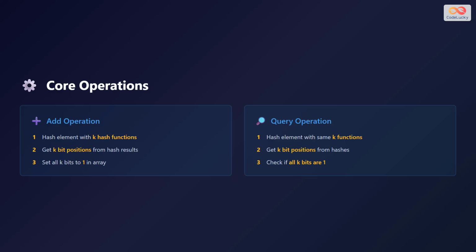The add operation works as follows. First, hash your element with k hash functions. This gives you k bit positions. Then, set all those k bits to 1 in your array. Simple but powerful. The query operation is equally straightforward. Hash the element with the same k functions to get k bit positions. Check if all k bits are 1. If yes, the element might be in the set. If any bit is 0, the element is definitely absent. These operations complete in constant time, making Bloom filters extremely fast.